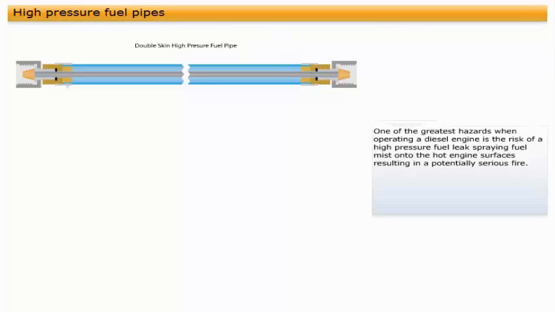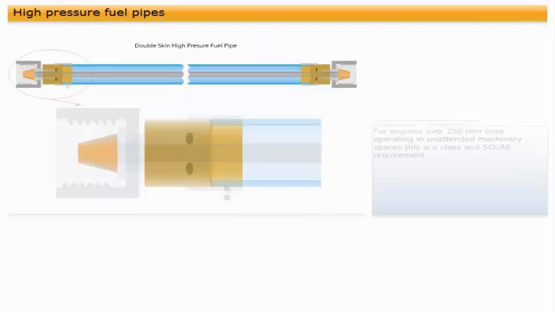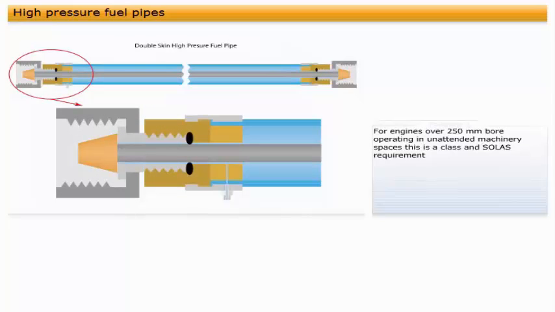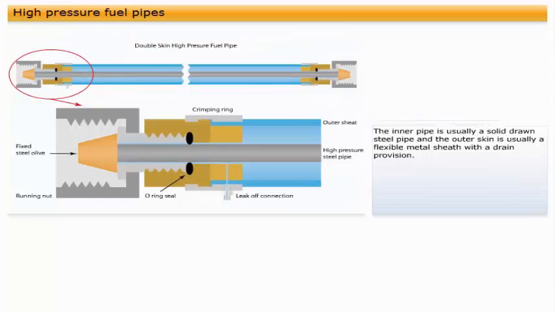One of the greatest hazards when operating a diesel engine is the risk of a high-pressure fuel leak spraying fuel mist onto the hot engine surfaces, resulting in a potentially serious fire. To minimize this risk, many engine manufacturers use double-skinned pipes to protect against this. For engines over 250 mm bore operating in unattended machinery spaces, this is a class and SOLAS requirement.